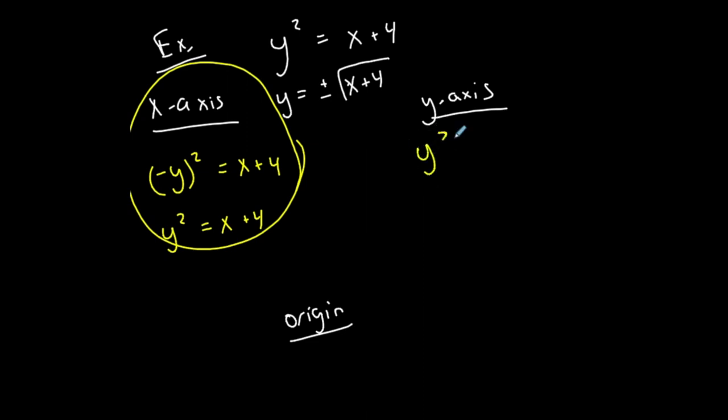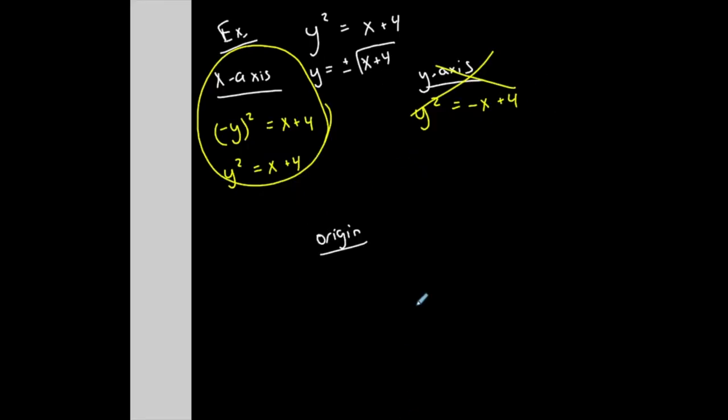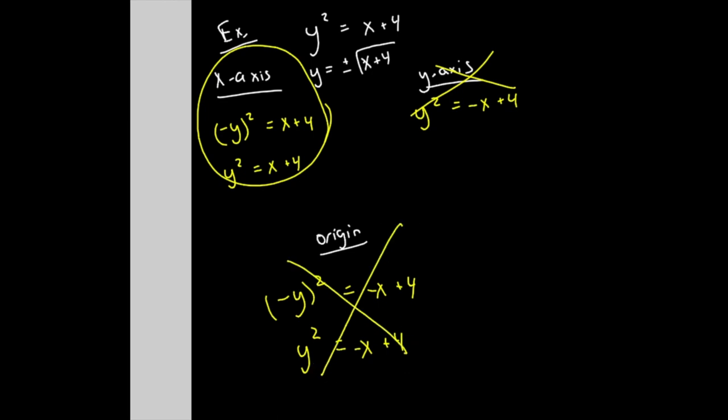I'm going to do a quick test for y. I'm going to replace x with negative x. But obviously when I replace x with negative x, I can't simplify anymore. It's not going to give me the same thing I started with, so it's not symmetric to the y-axis. And then for the origin, I replace x with negative x and y with negative y. This is what it looks like when I test for the origin if it's not a function. This is going to simplify, and this is going to stay the same. It's not going to be the same thing that I started with, so it's not symmetric to the origin, only symmetric to the x-axis.